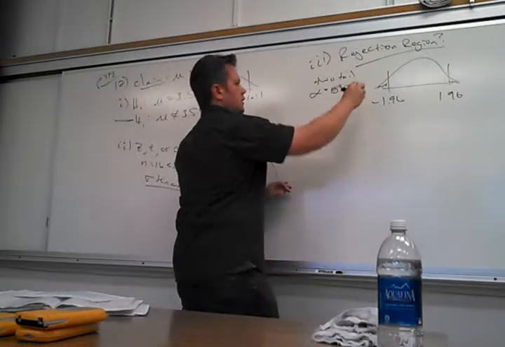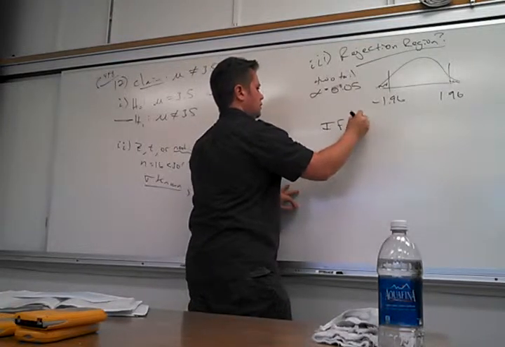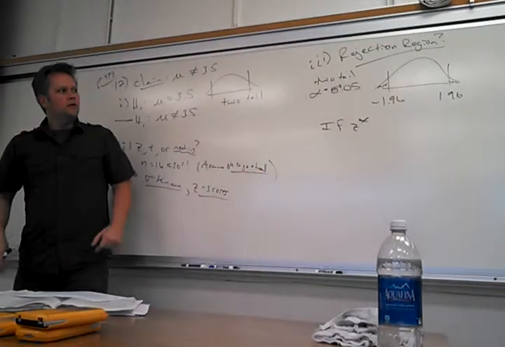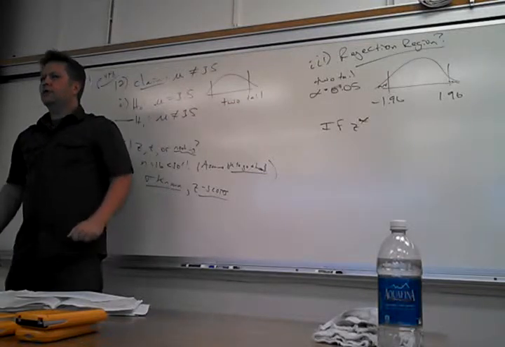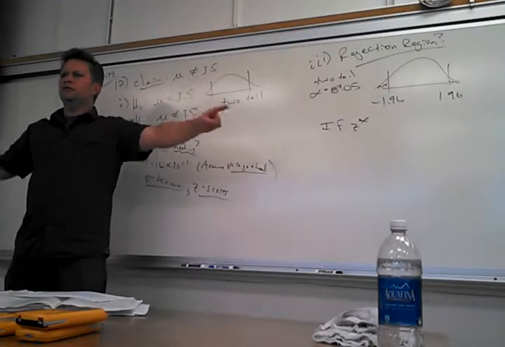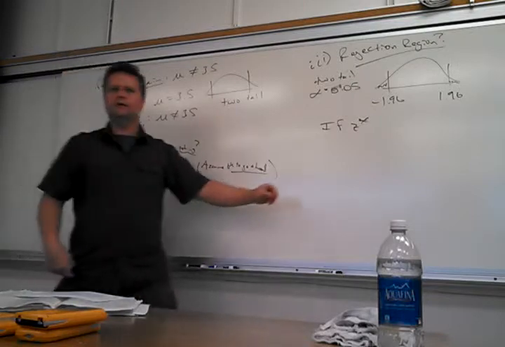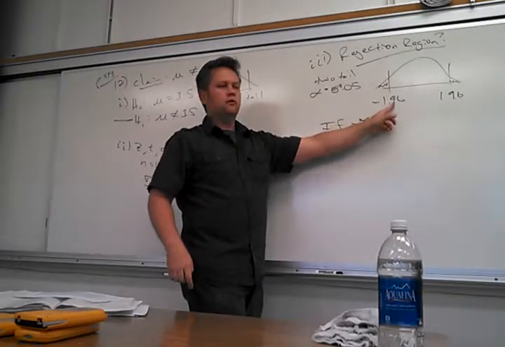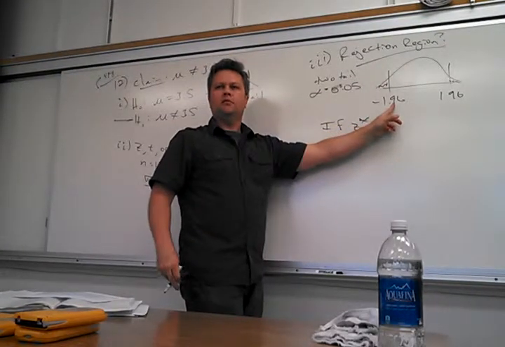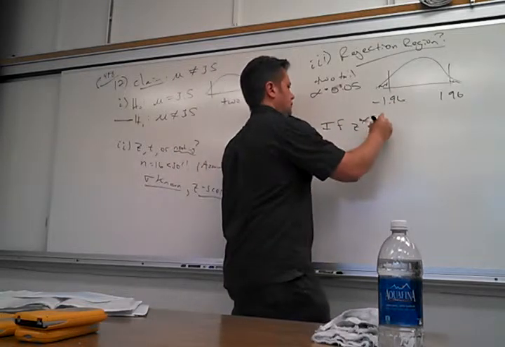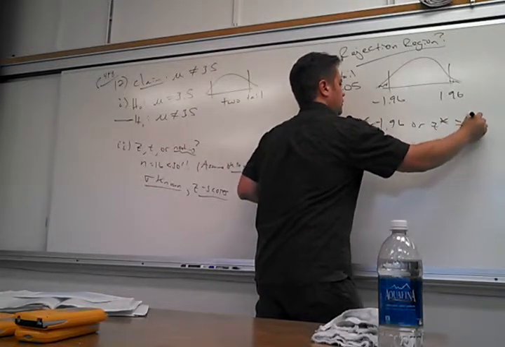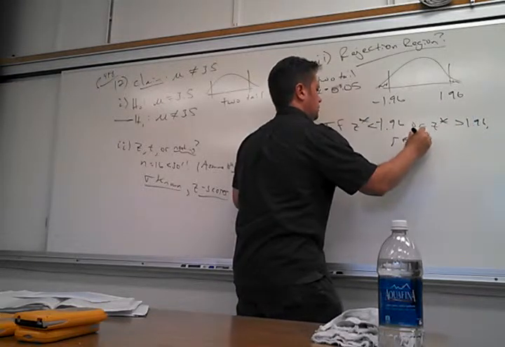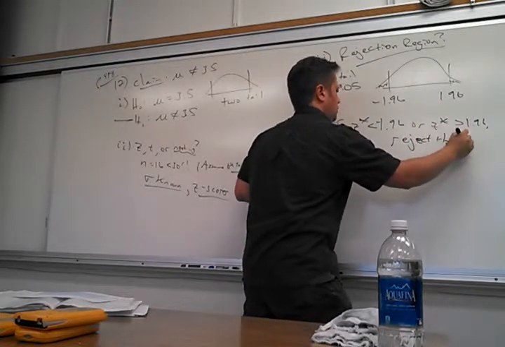So how in the world do I say this in words? If z star, where am I going to reject the null? If it gets inside one of those 2 regions, right? So if z star is less than negative 1.96, or z star is greater than 1.96, reject the Ho.